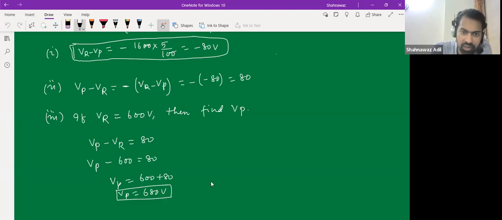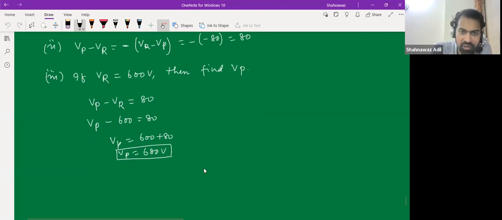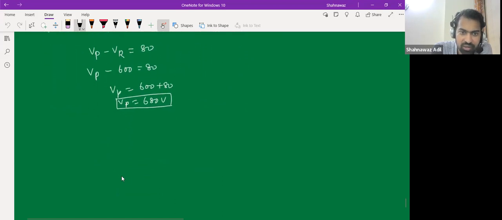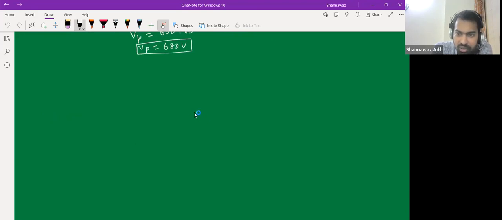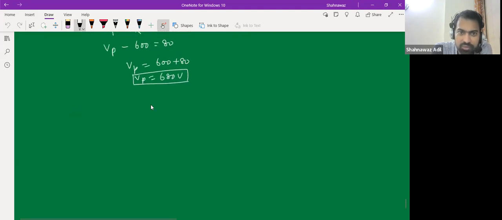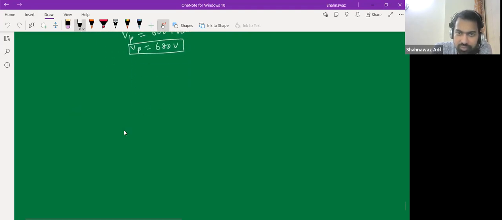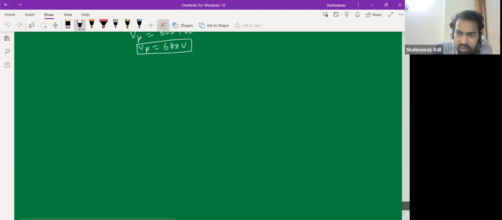So now let us move on. We have completed the work done in the presence of electric field and the difference between potential and potential difference. The next question would be on what is happening with this.